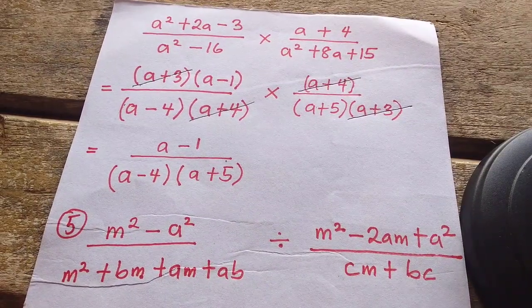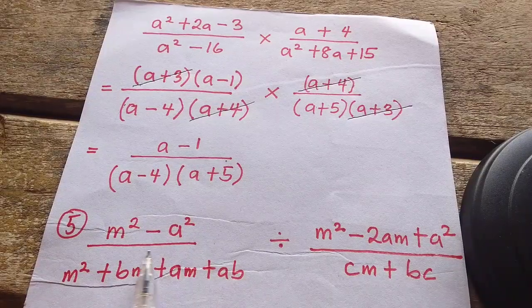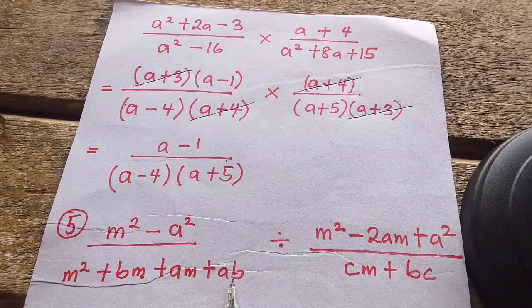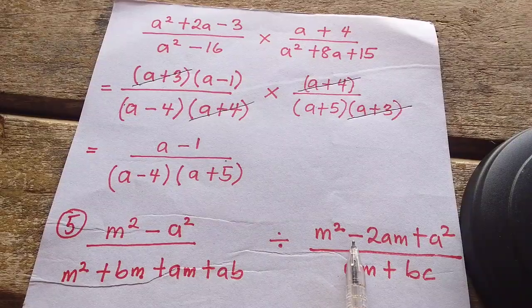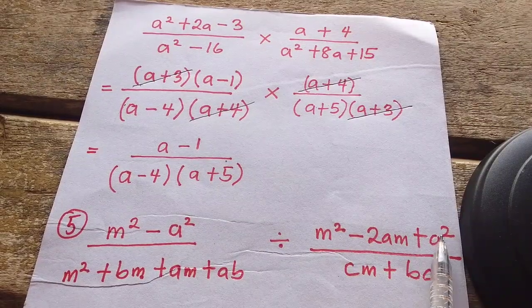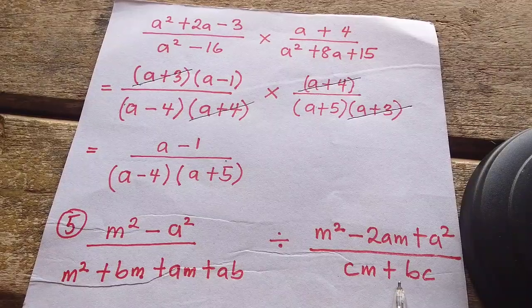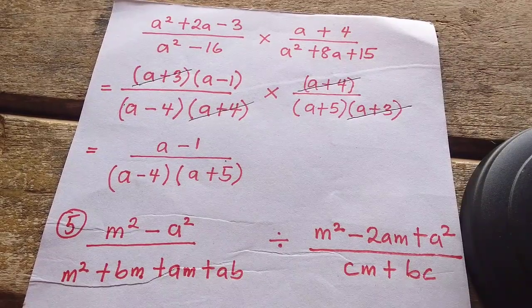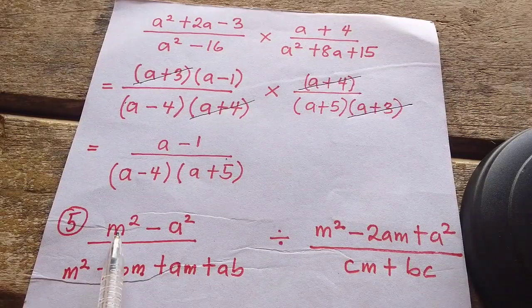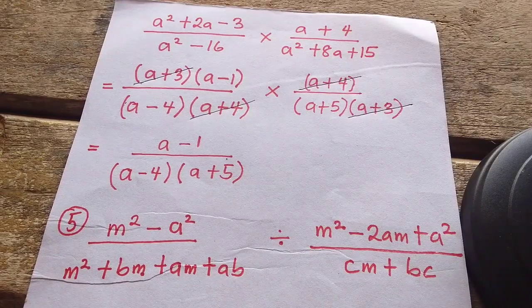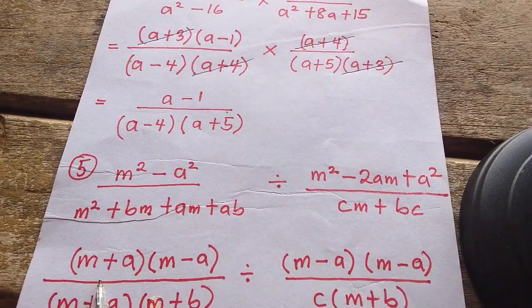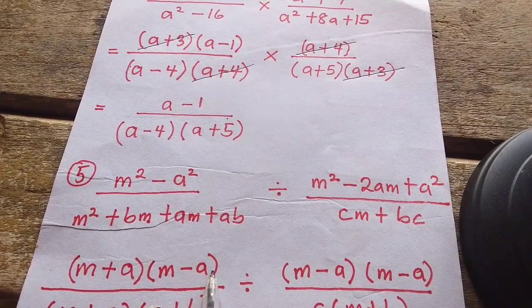you have to simplify this. m square minus a square over m square plus bm plus am plus ab, then divided by m square minus 2am plus a square over cm plus bc. Now we are going to factorize m square minus a square. When you factorize m square minus a square, you are going to get m plus a times m minus a.